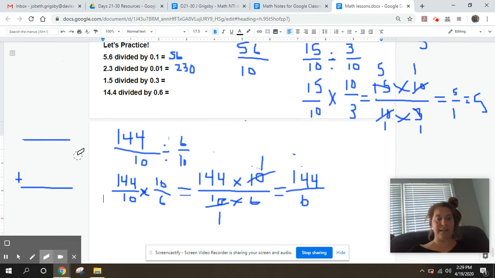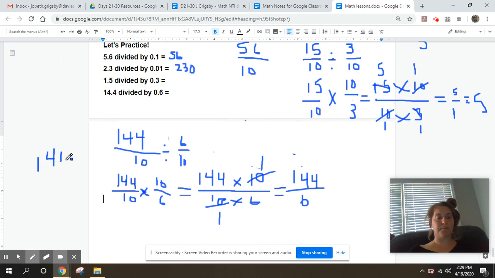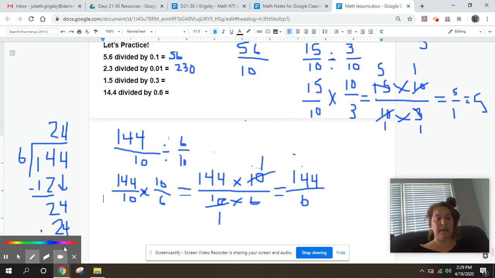And now, instead of having all those zeros involved, we can divide 144 divided by 6, and then we'll see what we get. So how many times does 6 go into 14? 2 times. What does it get us to? 12, right. And then subtract. 6 goes into 24 4 times because it gets us to 24 on the dot. And so we end up with 24. So that answer is 24, okay? Up here is 24. And this was 5. All right.